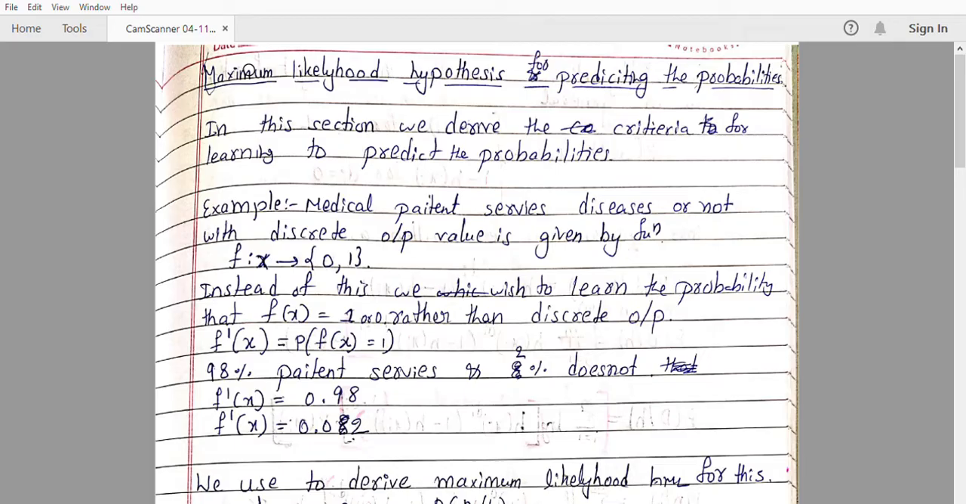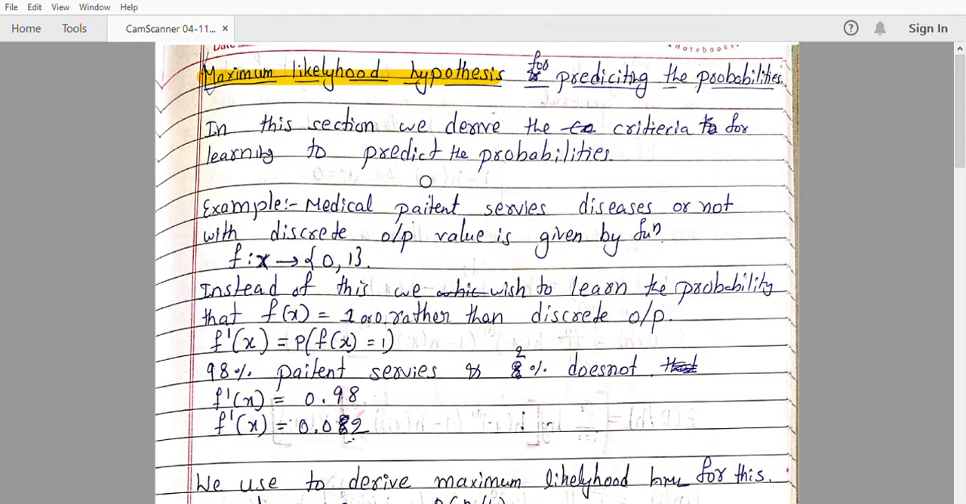Good morning to all. We'll discuss another derivation, that is, a maximum likelihood hypothesis for predicting the probability. In our context of Bayesian learning, the output we want is the probabilities of the hypothesis. You are going to prove here whether HML is going to give you that type of probability or not. We'll see one example before moving to the derivation.